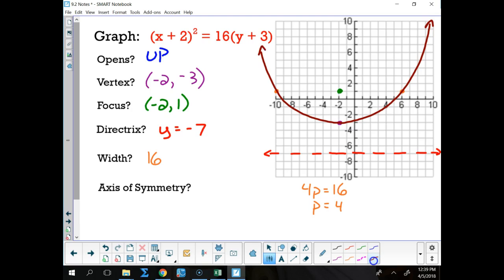And finally, I can put in my axis of symmetry, which is the line that goes through the vertex and the focus, which is the line x equals -2. Okay.